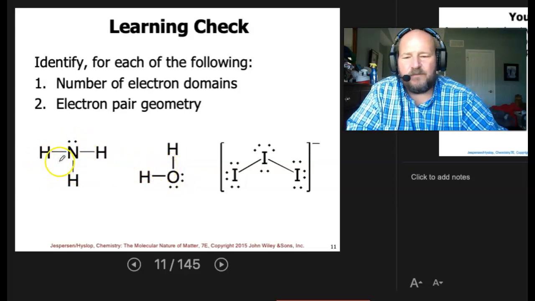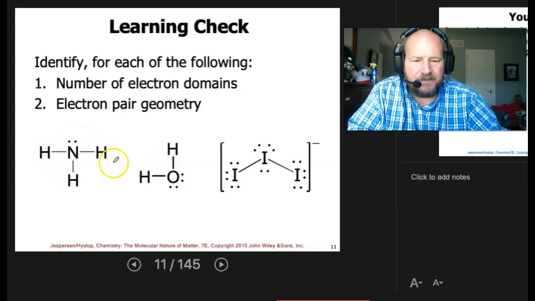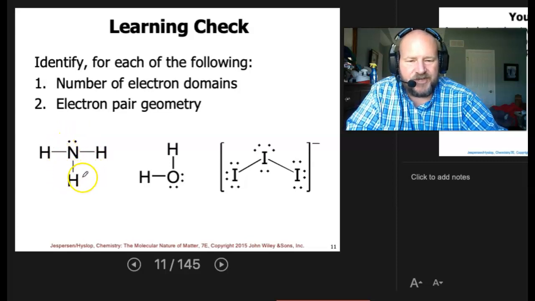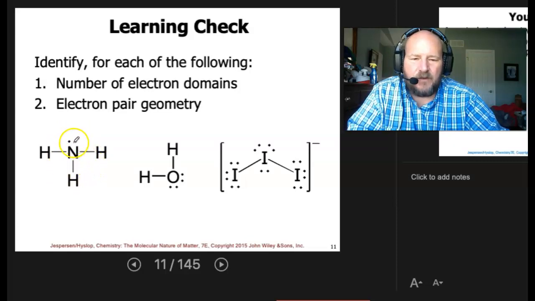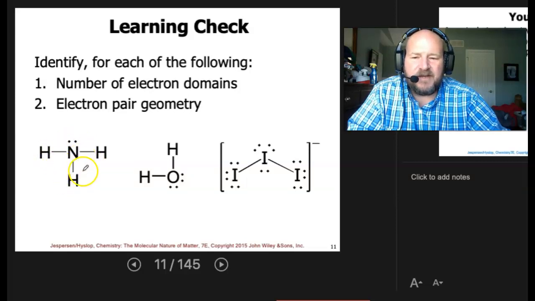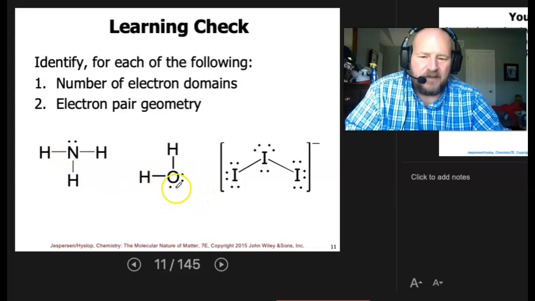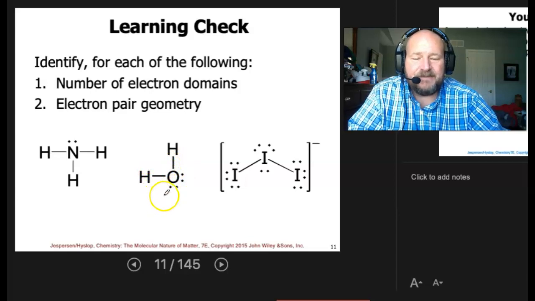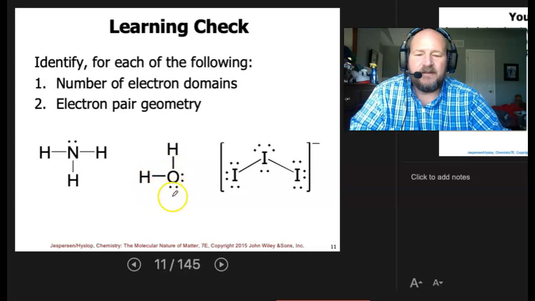Now within that, we're going to look at how many bonding pairs we have and how many lone pairs we have. For this one, we have a basic shape of tetrahedral, but because we have a lone pair and 3 bonding pairs, this is going to become trigonal pyramidal. For water, since we have 2 lone pairs and 2 bonding pairs, that's going to be termed bent. B-E-N-T, bent.